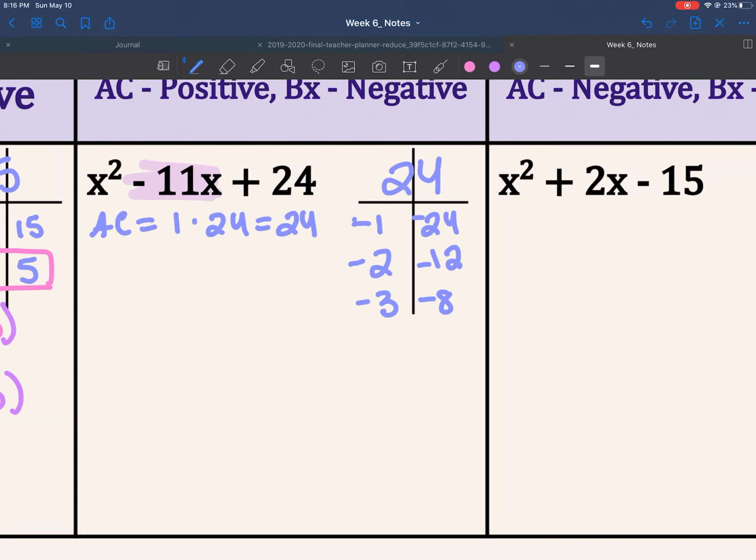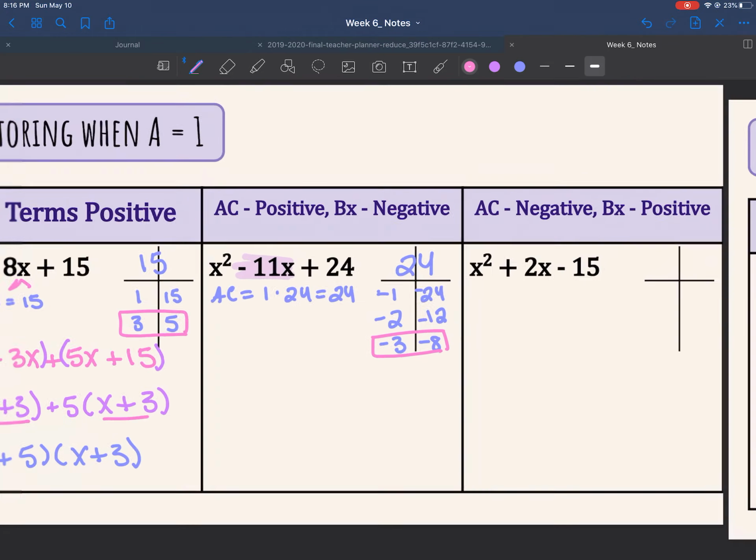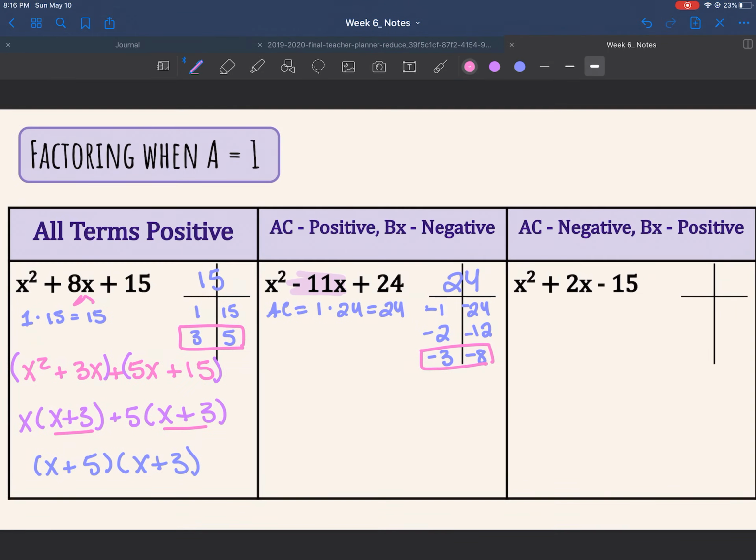Okay, so negative 1 times negative 24 gives me a positive 24. They do not add up to negative 11. Negative 2 and negative 12 multiply to 24 but do not add up to negative 11. But negative 3 times negative 8 gives me 24 and adds up to negative 11. So I'm going to split the middle with those 2 terms. So we have x squared minus 3x minus 8x plus 24.